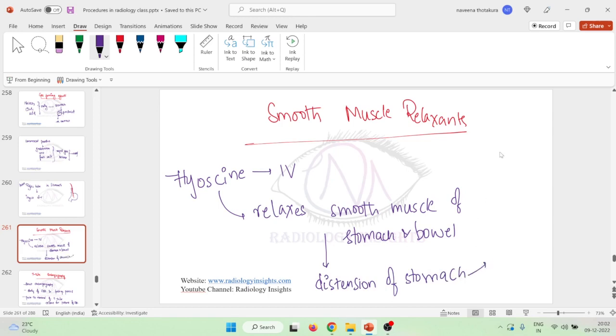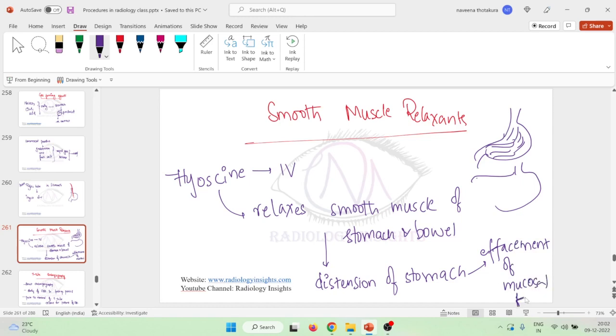Once the stomach gets distended, in the stomach, if you remember, there are many rugae which are nothing but mucosal folds. Once the stomach gets distended a lot, these mucosal folds will get effaced, so that the whole stomach wall can be visualized completely. Because if there are these mucosal folds or rugae, there can be some smaller lesions hidden inside the rugae. But when the stomach is completely distended, those smaller lesions will not be hidden.